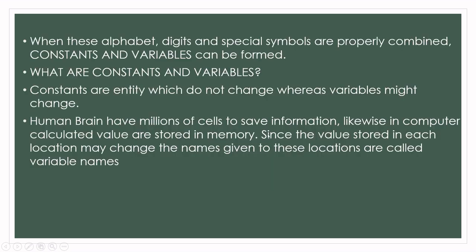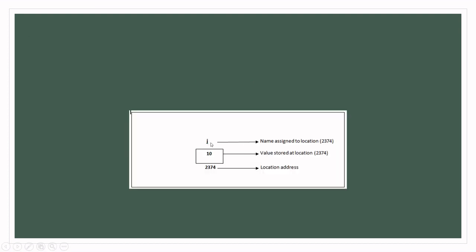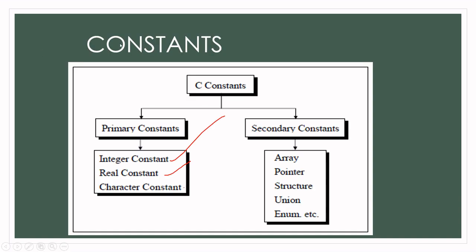Just as the human brain has millions of cells to save information, in a similar analogy, computed values are stored in memory. Since the value stored in each location may change, the names given to these locations are known as variables. Hence you can change the value given to this name. So this is varying. These are called variables.